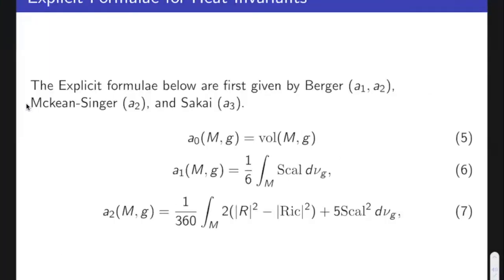Here are some explicit formulas for the heat invariants. The explicit formulas below were given by Berger, Singer, and Sakai. A3 is in the next slide, so here we only have A1 and A2. Using equations 5, 6, and 7, Berger showed the theorem that constant curvature 2 or 3 manifolds are audible. Also, I'd like to mention that in Sakai's paper, we have an algorithm for computing later heat invariants. So theoretically, you can compute A4, A5, and so on, but the computation gets very difficult starting from A4.